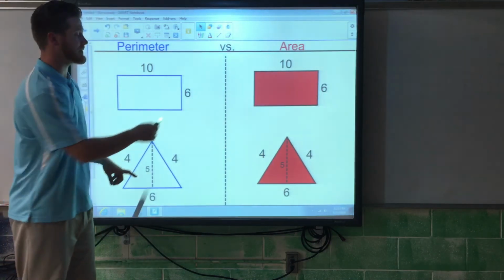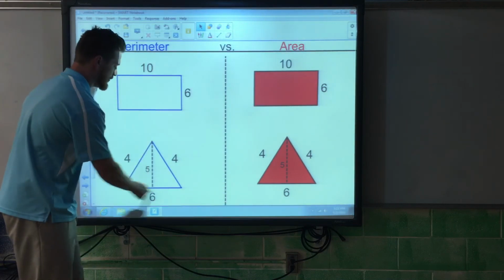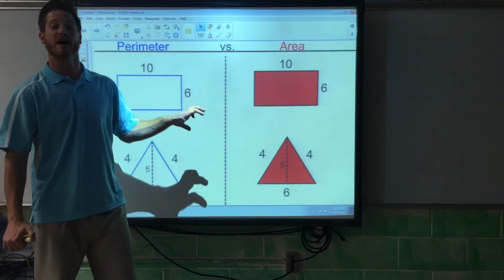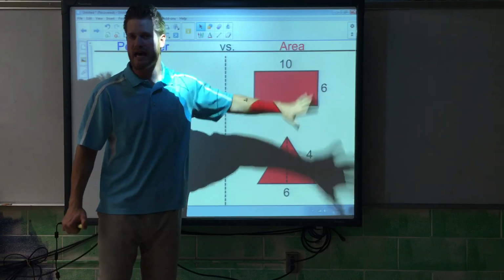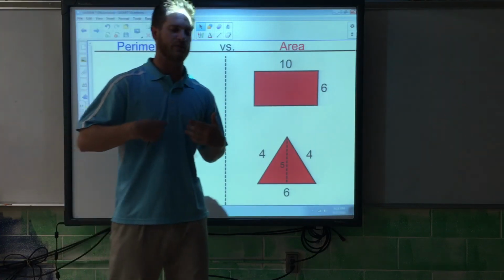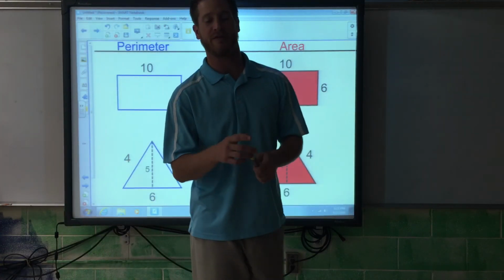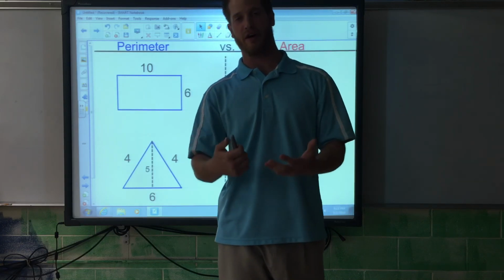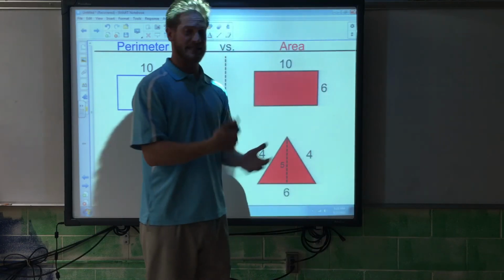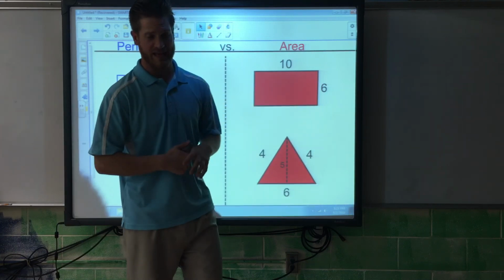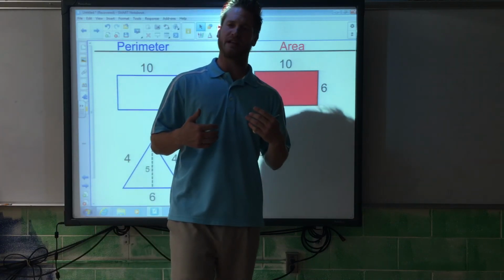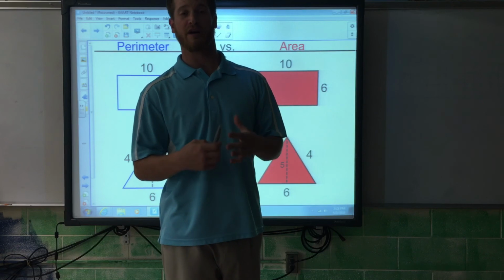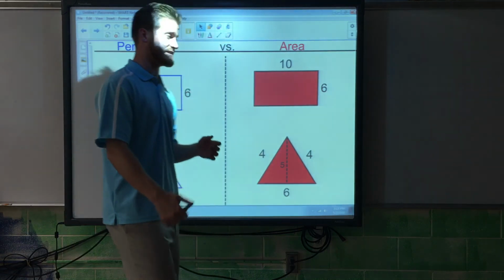When I'm dealing with perimeter, I'm talking about the entire distance around an object, whereas when I'm dealing with area, I'm talking about the entire inside of that object. So a problem that would be perimeter could be asking for the fencing required to put a fence around a yard, whereas dealing with the same yard, the area problem would be asking for how much grass seed would be required to cover the entire yard itself.